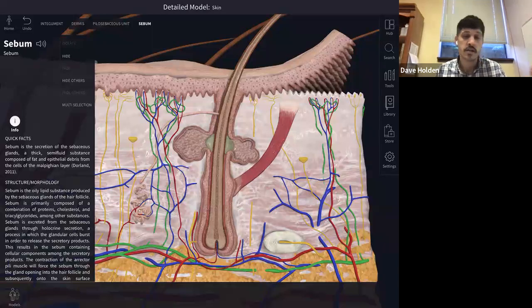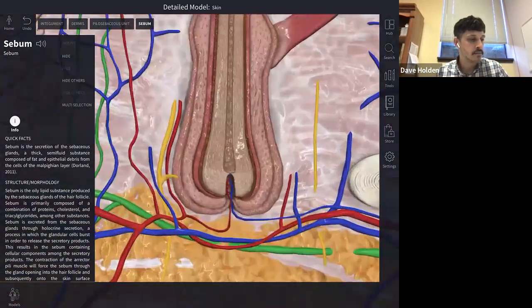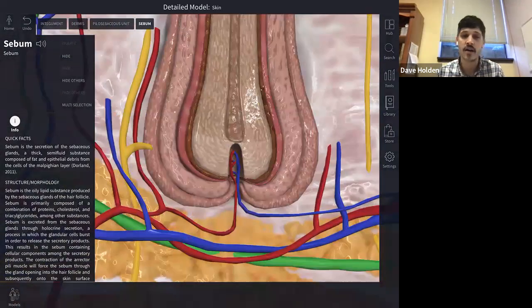This is another hair follicle. So again, we have associated sweat glands, associated sebaceous glands, and associated erector pili muscle. And at the bottom, you will notice the hair is getting its own blood supply.